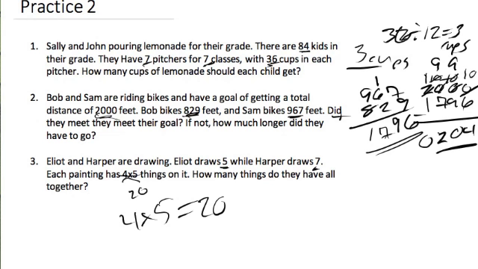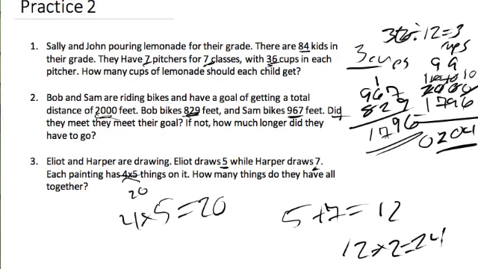So that's pretty easy. 5 plus 7 equals 12. Wow. And then that's 12 paintings altogether. Then 12 times 20. Let's figure it out. 12 times 2 equals 24. And 24 with a 0 on the end is 240. So we get 240 for our final answer.